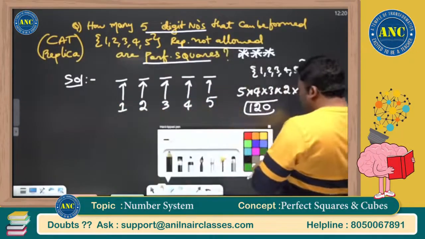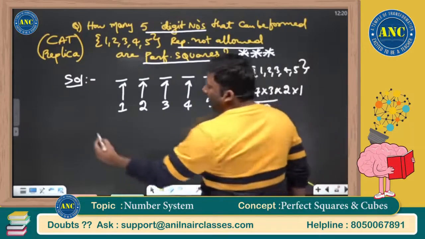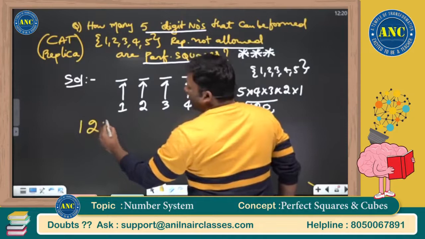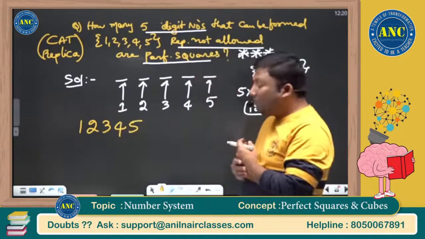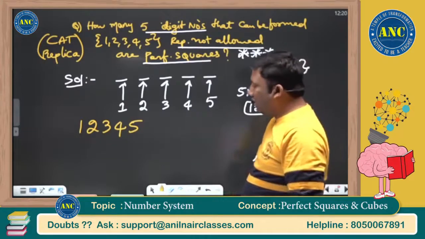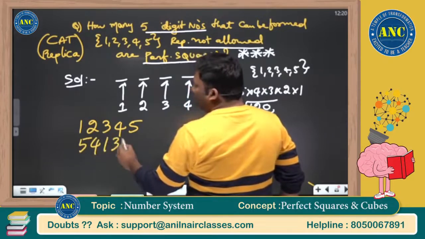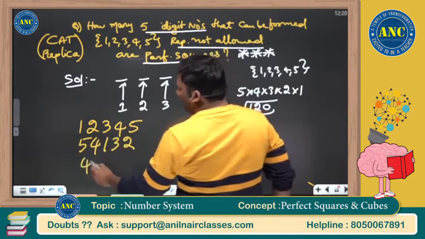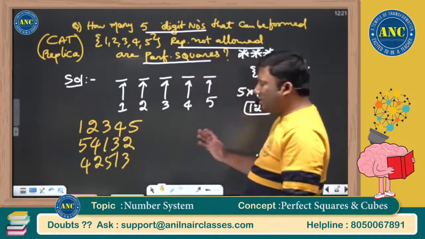Very good question. Students who think logically will get this answer very fast. Can I say one number will be like this: 1, 2, 3, 4, 5? Is there any digit that is repeated? No. All the 5 digits are used. A number can also be like this: 5, 4, 1, 3, 2. A number can also be like this: 4, 2, 5, 1, 3. It can be any such number.